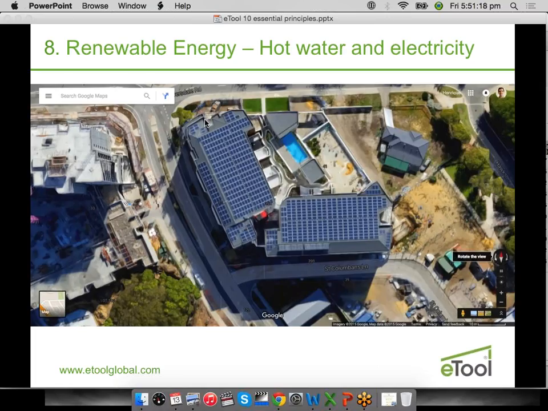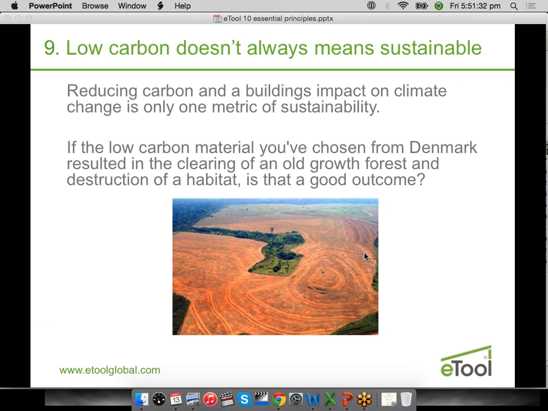So you can see this is fully covered with PV, every little space. So they could give every dwelling a 2 kilowatt system. It's a really, really good outcome.